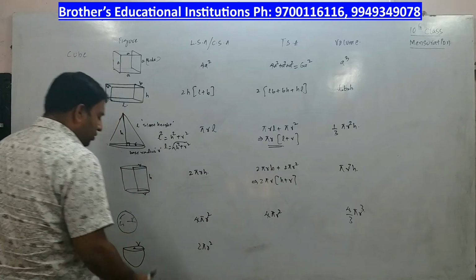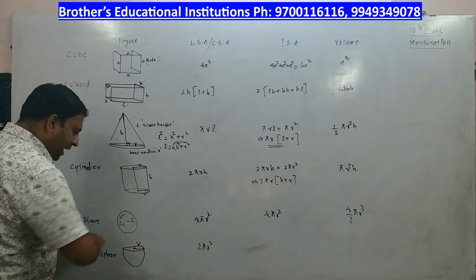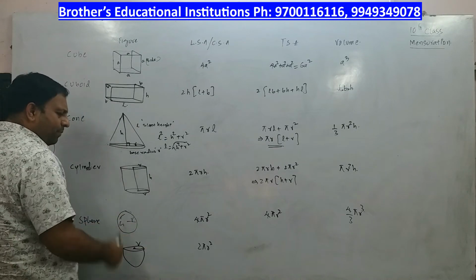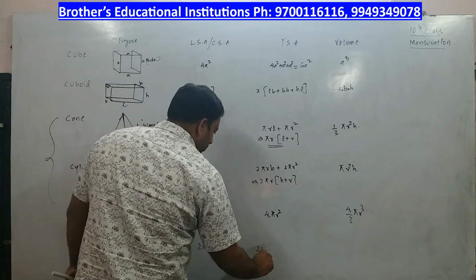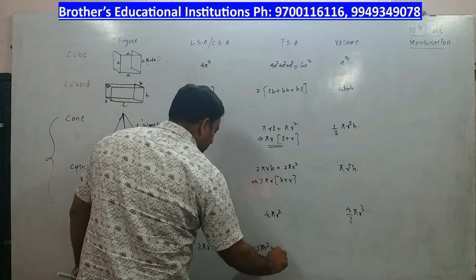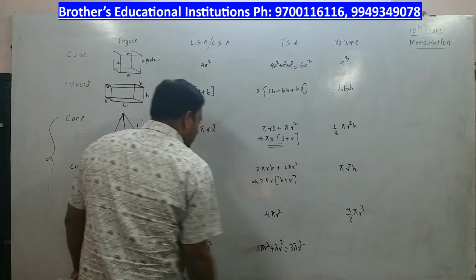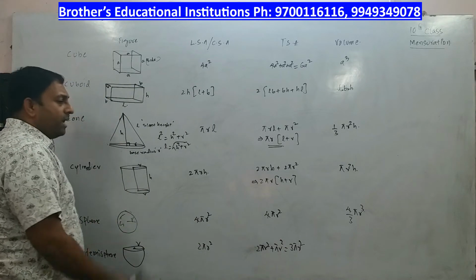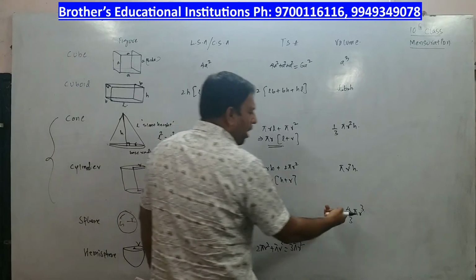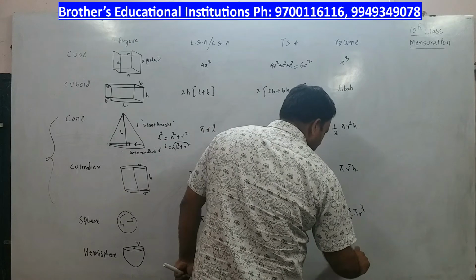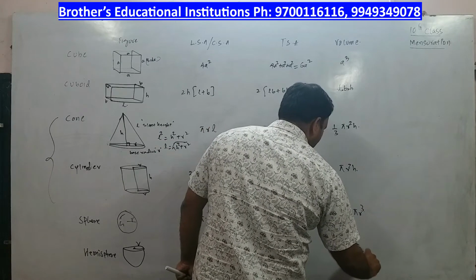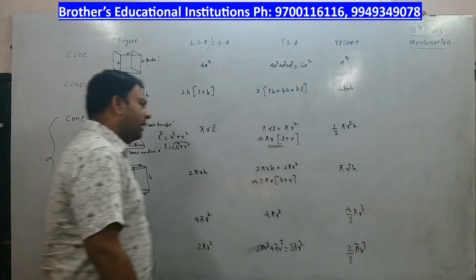And if I ask you, what is the total surface area? Curved surface area plus the flat area. Flat area is what? Pi r square. So it is 2 pi r square plus pi r square, which is 3 pi r square, the total surface area of a hemisphere. And what will be the volume? Half of this. So what is half of 4? 2 by 3 pi r cube is the volume of a hemisphere.